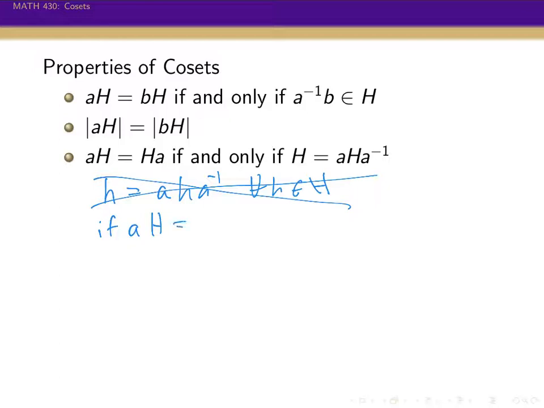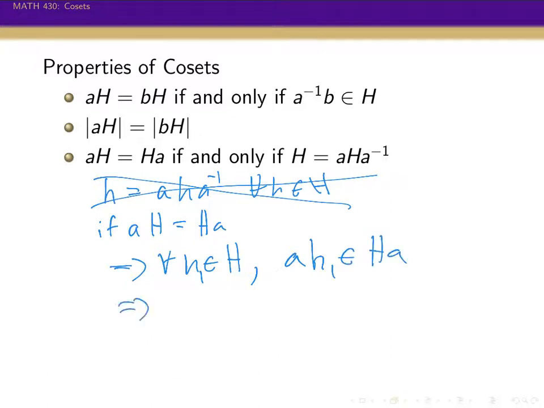Okay. What this means is if AH is equal to HA, this means that for any h, let's call it h1 in H, we have that Ah1 is inside HA, and so that means that Ah1 is equal to h2A for some h2. Well, h2 should be little.